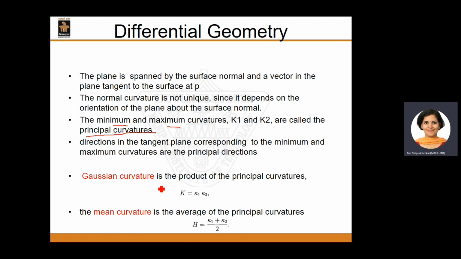Once you know the principal curvatures, by finding their product I can find the Gaussian curvature. The Gaussian curvature is given by K = k1 k2, where k1 and k2 are the principal curvatures. I can also find another parameter known as the mean curvature, which is basically the average of the principal curvatures. This Gaussian curvature, mean curvature and so on are quantities that can be used to measure the overall shape of the object.